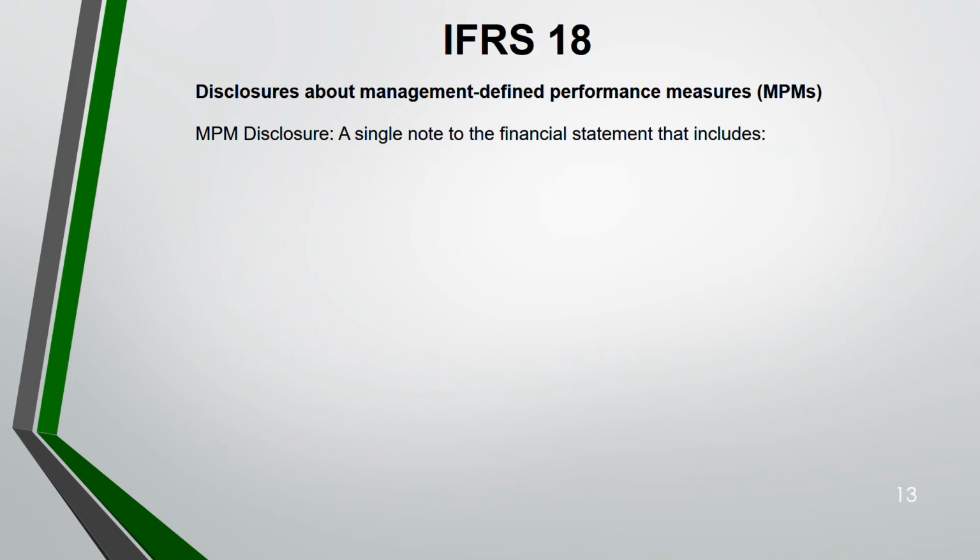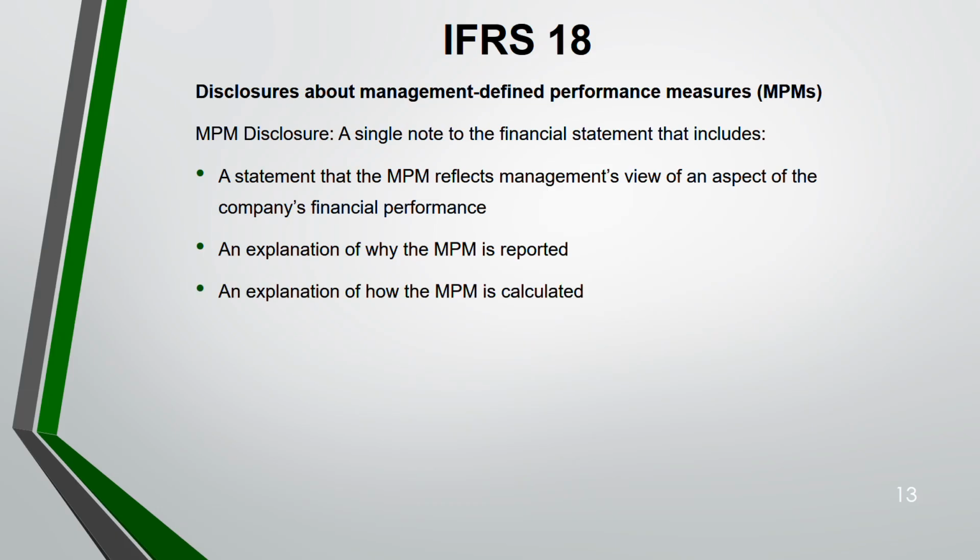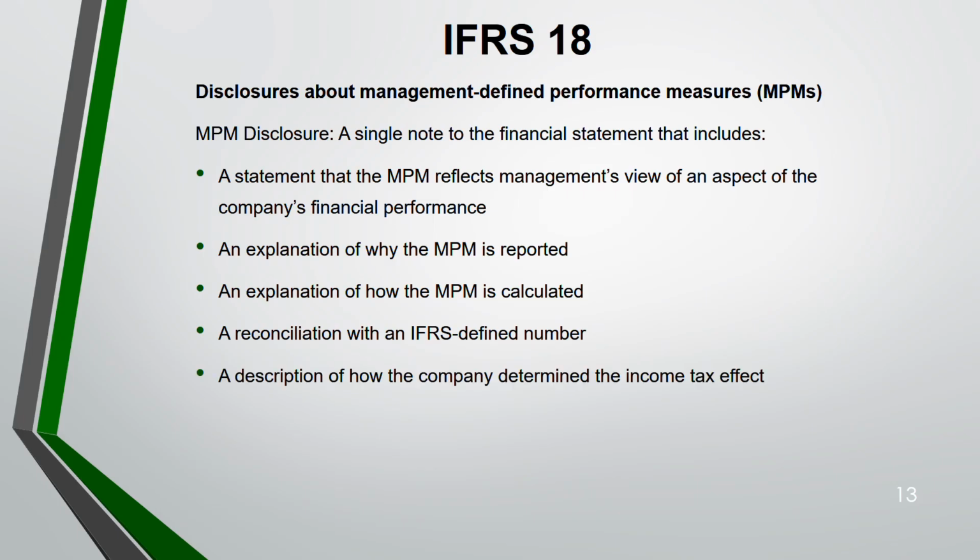Next, MPM disclosure. It's a single note to the financial statements that includes a statement that the MPM reflects the management's view of an aspect of the company's financial performance, an explanation of why that MPM is reported, an explanation of how it is calculated, a reconciliation with an IFRS defined number, a description of how the company determined the income tax effect, and an explanation of any changes to the MPM.